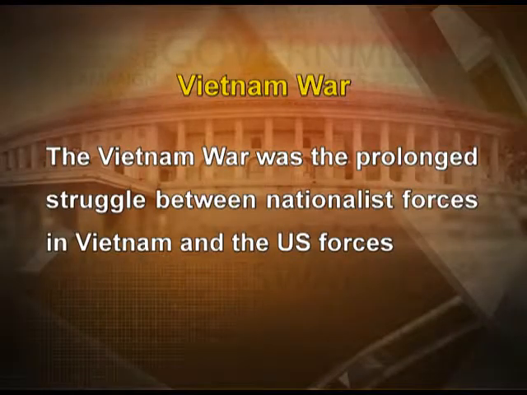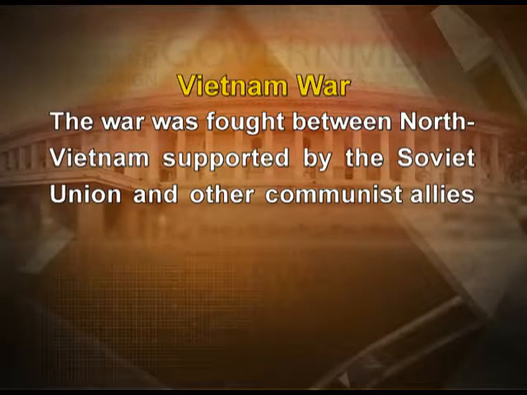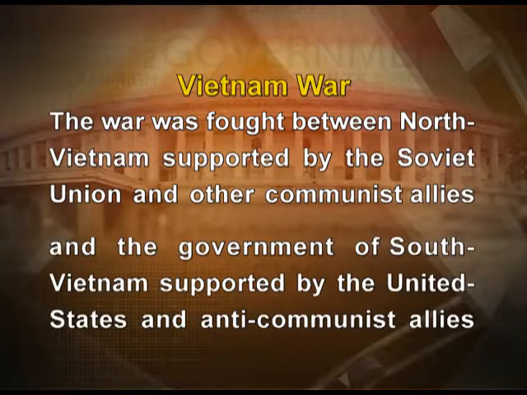The Vietnam War was the prolonged struggle between the nationalist forces in Vietnam and the US forces on the other hand. The war was fought between two groups. One group was North Vietnam, supported by the Soviet Union and other communist allies of the Soviet Union. And the other group in the confrontation was the government of South Vietnam, which was supported by the US and the other anti-communist allies along with the United States.